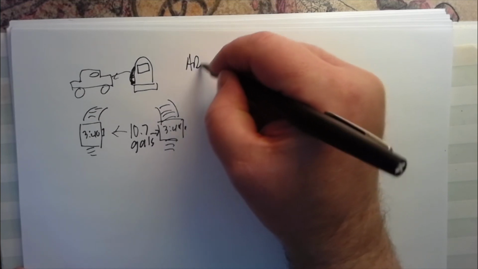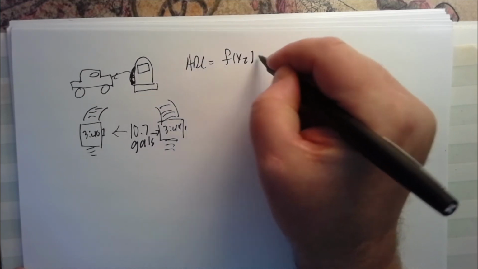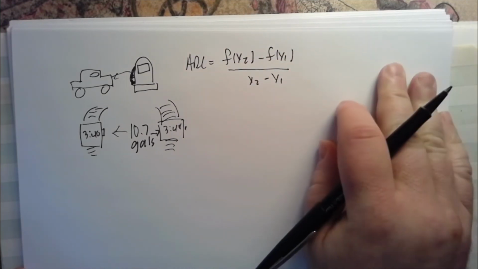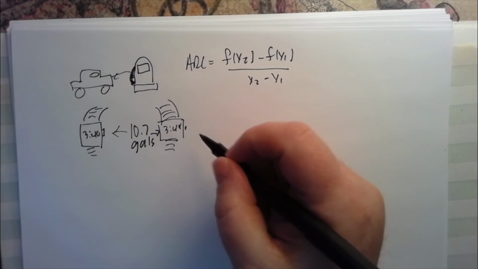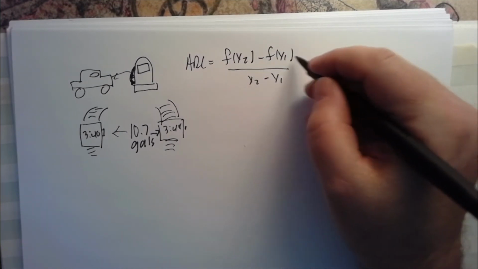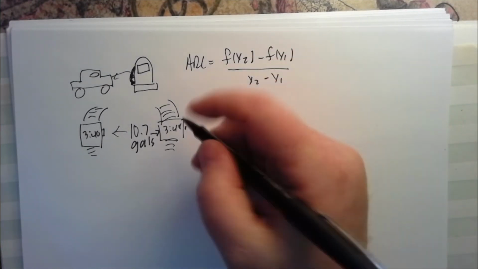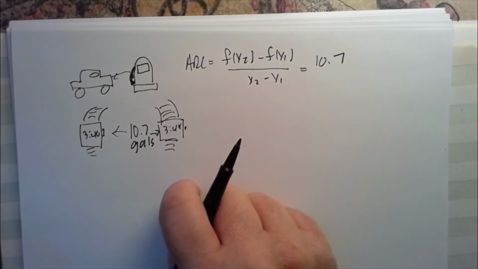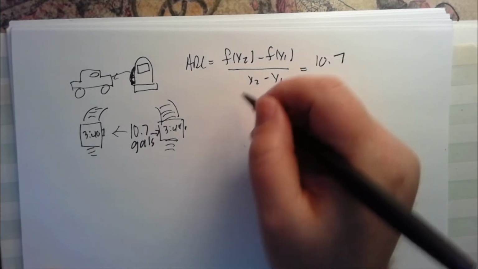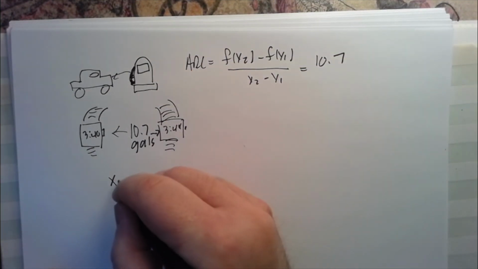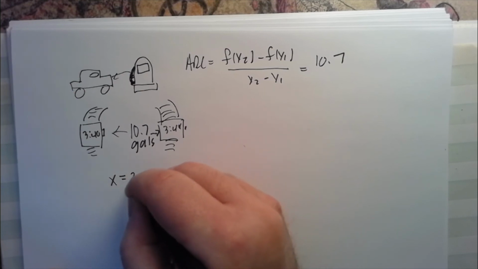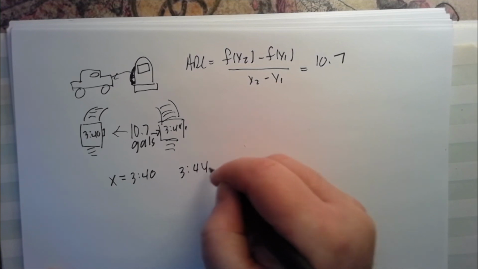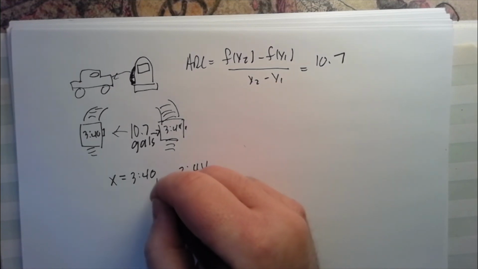All right, so remember, average rate of change is still f of x2 minus f of x1 over x2 minus x1. So where is this in the problem, right? So the top is the gallons. How many gallons does he pump? Well, this total sum here is the 10.7. Because if you want to think of x2 and x1, x2 is the 3 minutes and 40 seconds, and 3 minutes and 44 is the time that he does, right?